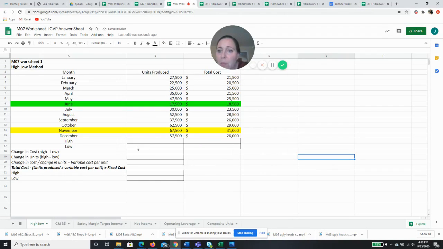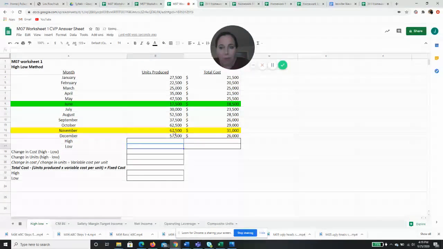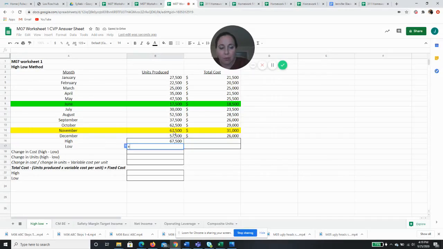Okay, so the highest period of production, we made 67,500 units for a cost of $31,000. In our lowest period of production, we made 17,500 units at a cost of $18,500. All right, ready for some magic? Let's do it. Okay, so our high number of units is 67,500, and our low number of units is 17,500. Our high amount of costs is 31,000, and our low amount of costs is 18,500.